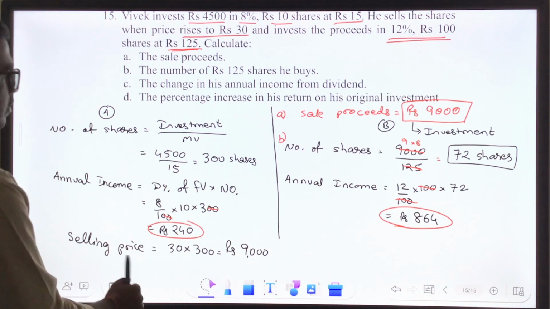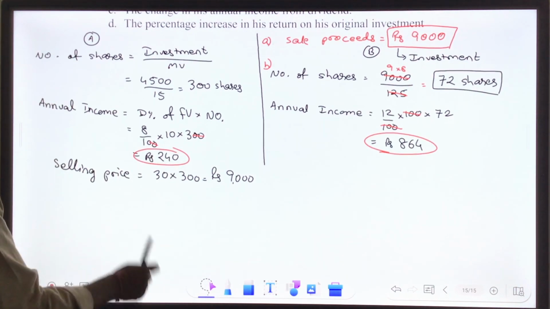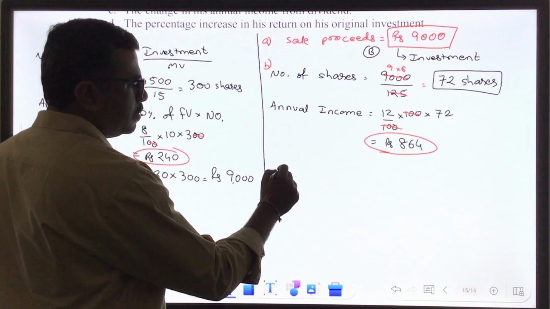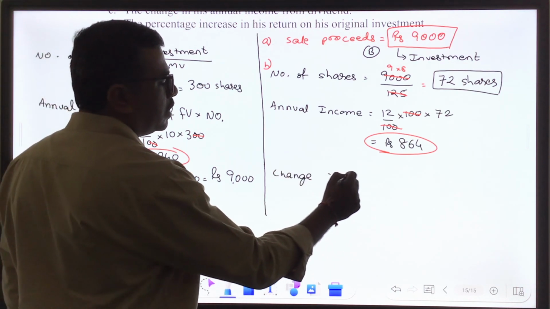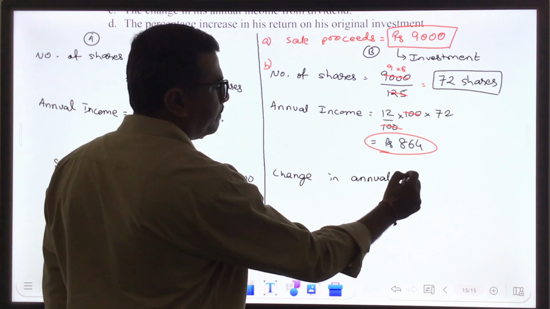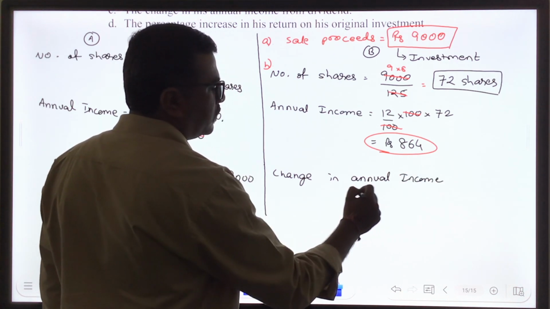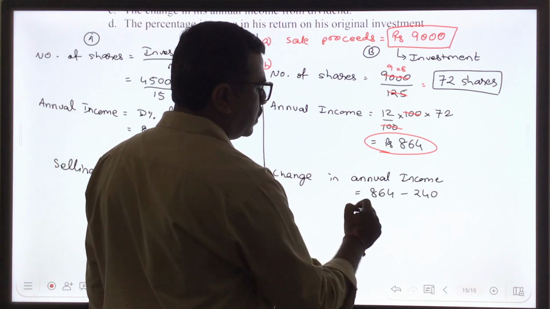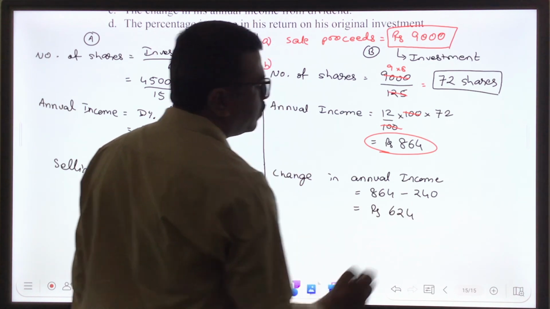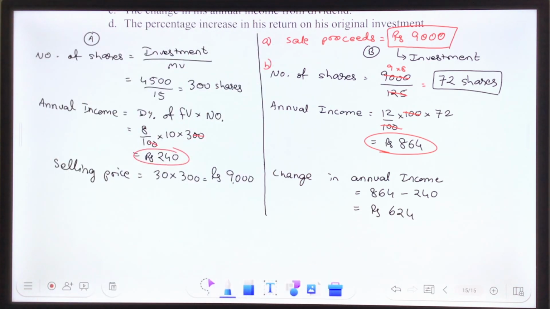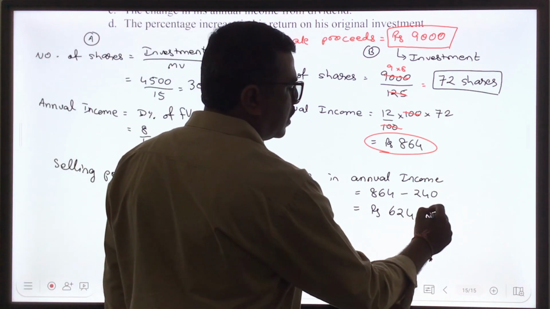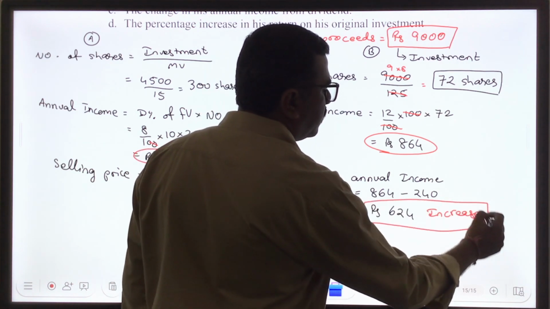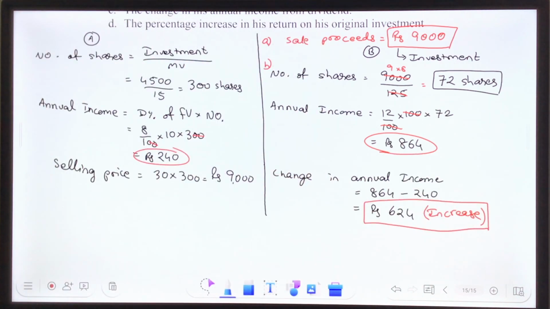So the change in annual income is 864 minus 240, that is rupees 624, and the annual income is getting more. So the change is an increase of rupees 624 in annual income.